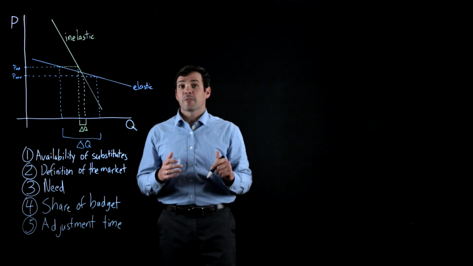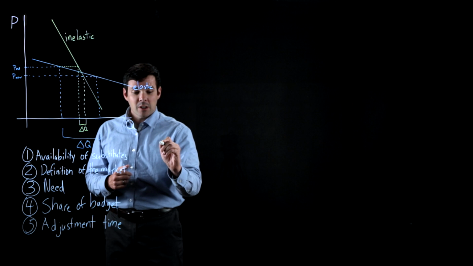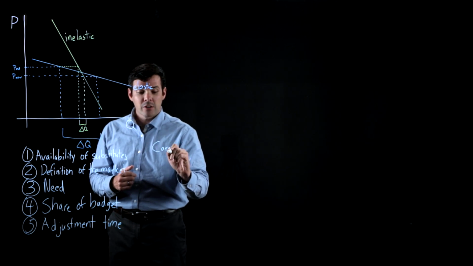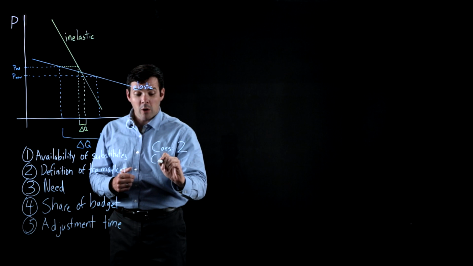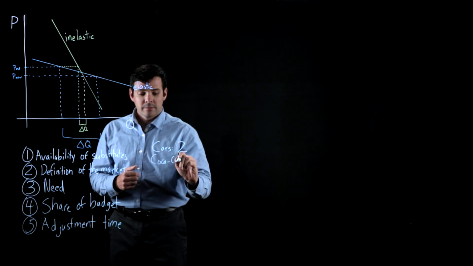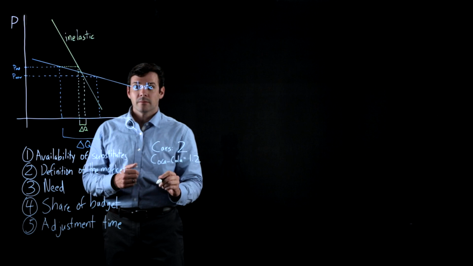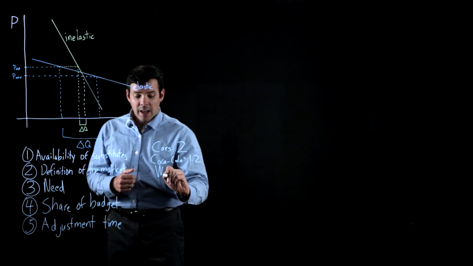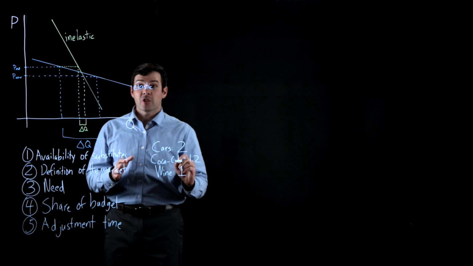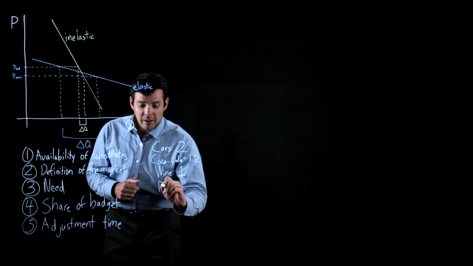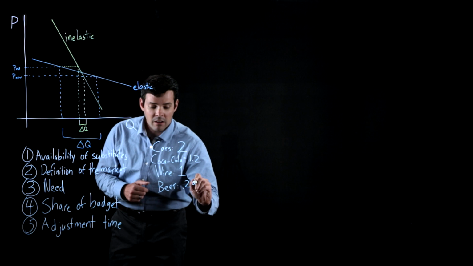Here are some examples of price elasticities of demand from economic research. So for instance, the price elasticity of demand of cars is about 2. The price elasticity of Coca-Cola is about 1.2. Wine has a price elasticity of about 1. Interestingly, beer has a price elasticity of about 0.29.